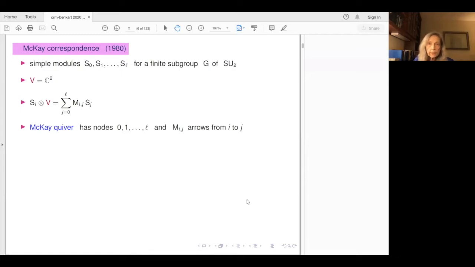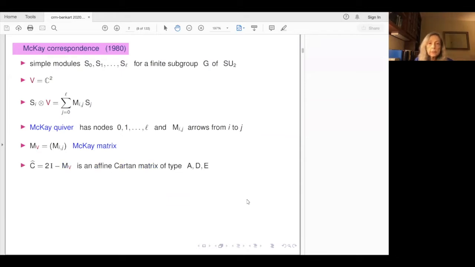And if you have an arrow going from i to j and an arrow going from j to i, then you just replace it with a solid line. To make the adjacency matrix of the quiver, and I'm going to refer to that as the McKay matrix. And what he noticed was that the McKay quiver in this setting is really an affine Dynkin diagram of type ADE.